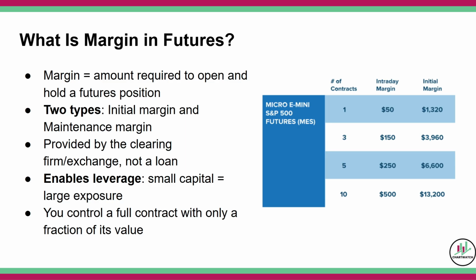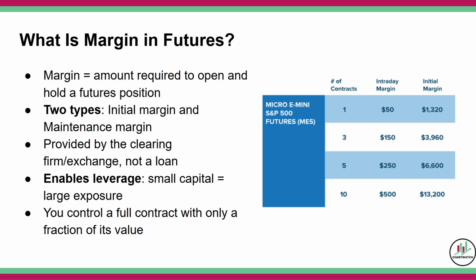The initial margin is the amount you must have in your account to open the trade. The maintenance margin is a little different. It is the minimum you need to keep the trade open. So if your account drops below that, you get a margin call. We're not going to talk about margin calls. I already talked about this in another video.